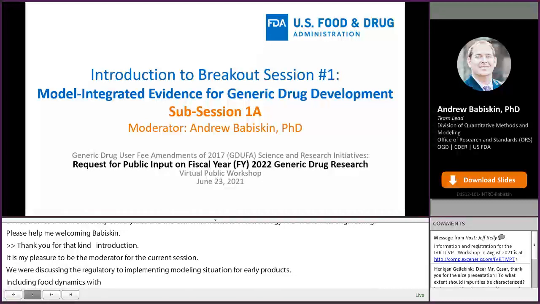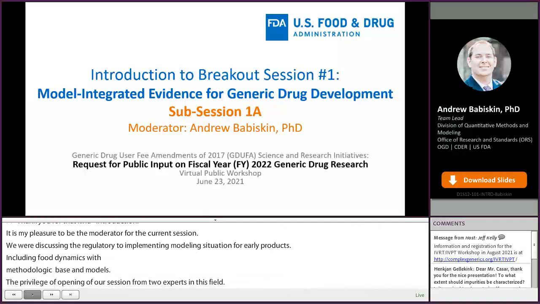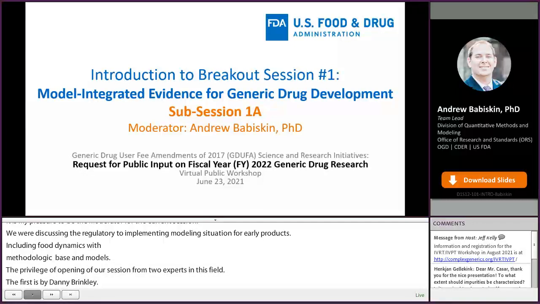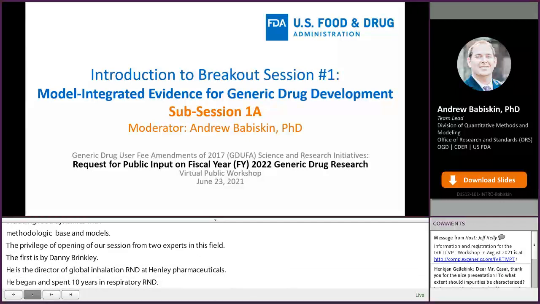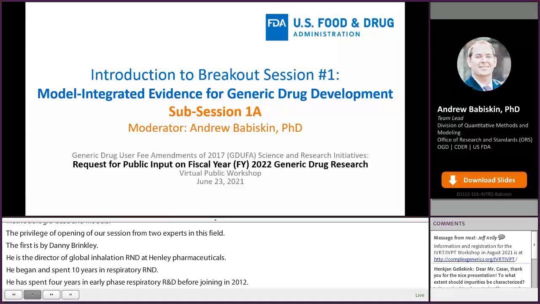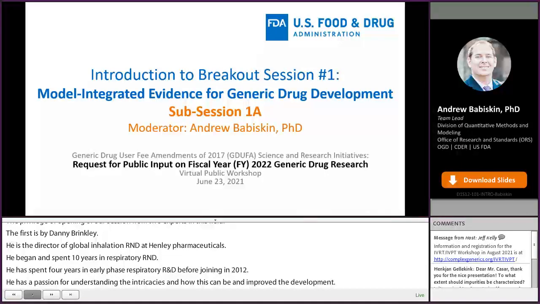The first talk is by Danny Brinkley, who is the Director of Global Inhalation R&D at Teva Pharmaceuticals. He began his career at GlaxoSmithKline and spent 10 years working in respiratory R&D. He then spent 4 years working in early phase respiratory R&D at Novartis before joining Teva in 2012. He has a passion for understanding the intricacies of IVIVC and how this can be applied to improve the efficiency of respiratory product development. Today, he will share his insights on current limitations in producing a fully mechanistic PBPK model for a highly soluble orally inhaled drug product that exhibits slow lung absorption.